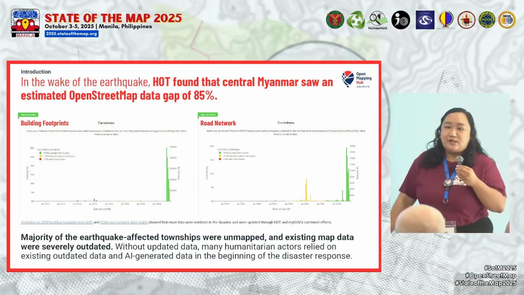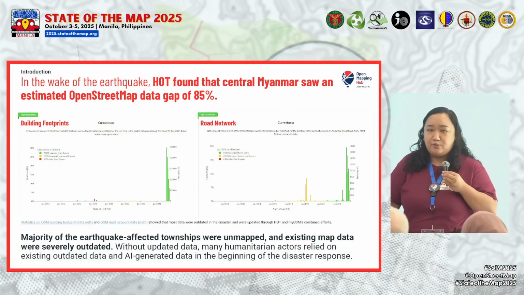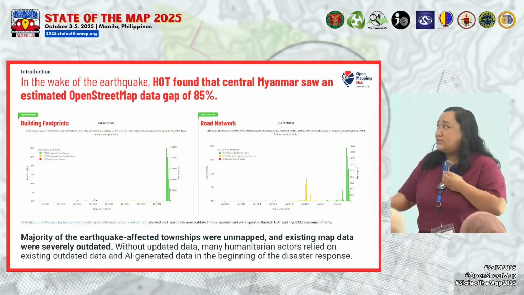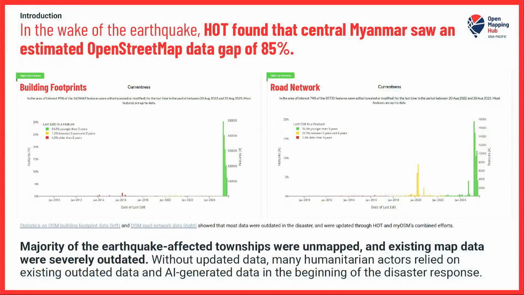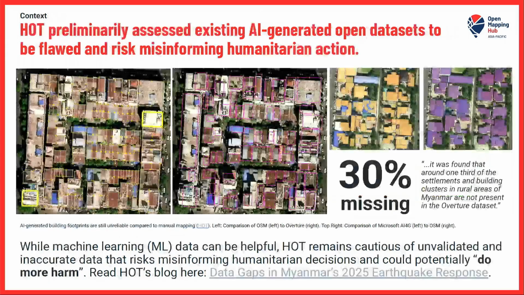So why did we start mapping buildings and roads for Myanmar? Because in the wake of the earthquake, we found that central Myanmar, the area most hit by the earthquake, has an estimated data gap in OSM of 85%. Imagine that. Most areas are not mapped. So what will the frontliners or decision makers use as their base map? With that, we started mapping.